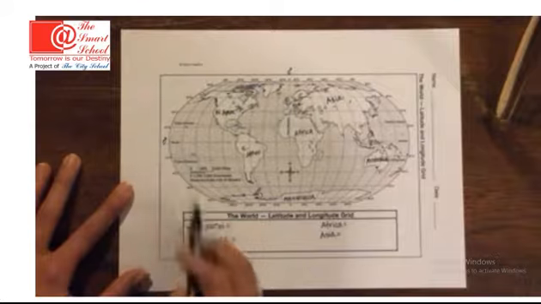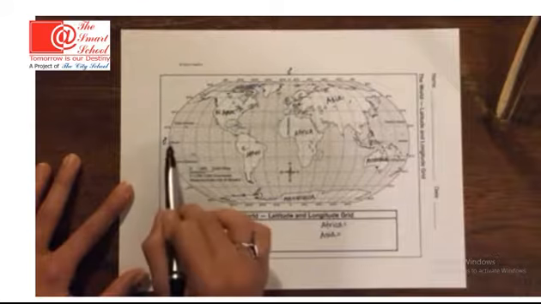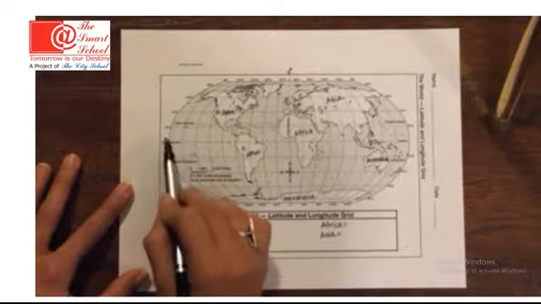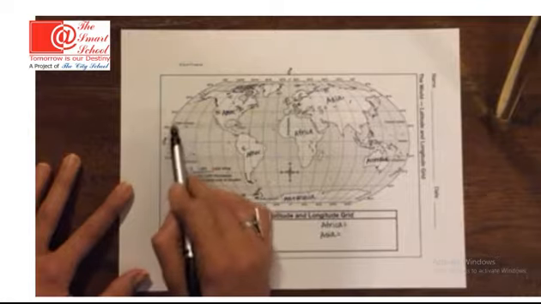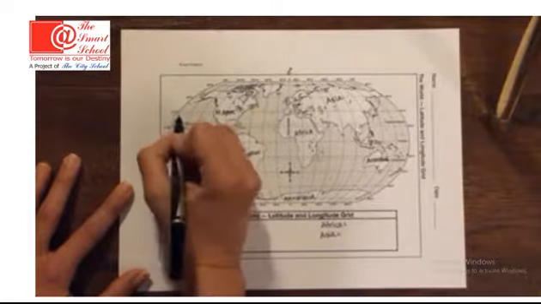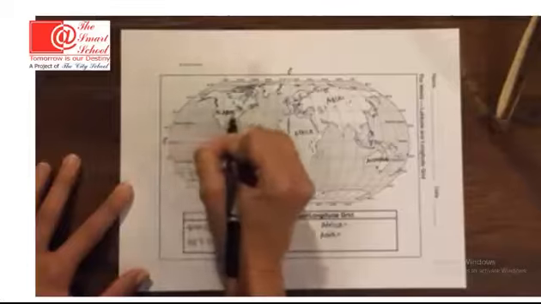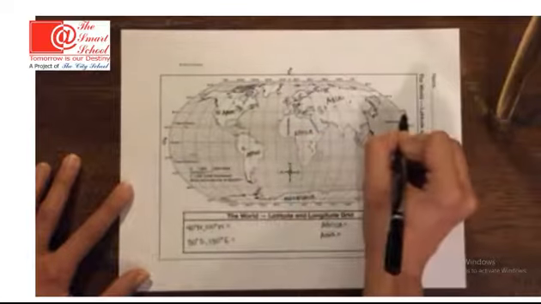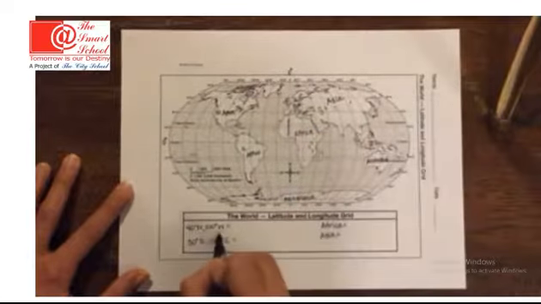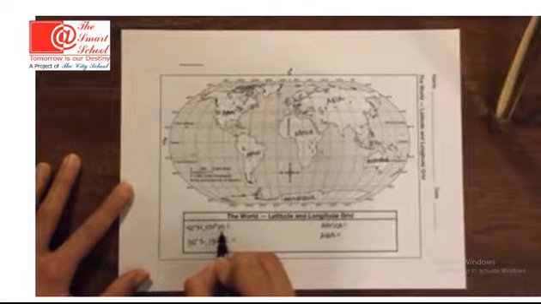So from the equator, I'm going north. I know I need to go up. So I'm going to go up, and I see that we have 20 degrees north and 40 degrees north. So I'm going to measure this line 40 degrees north all the way across. Then I can look for my longitude. My longitude is 100 degrees west.